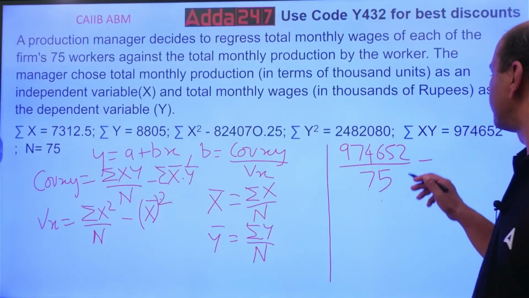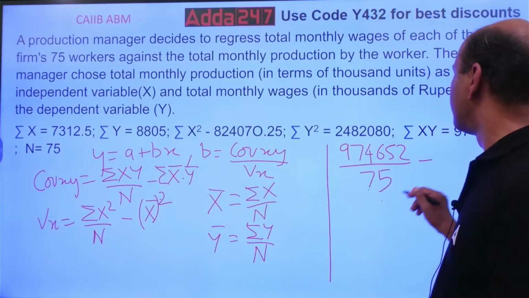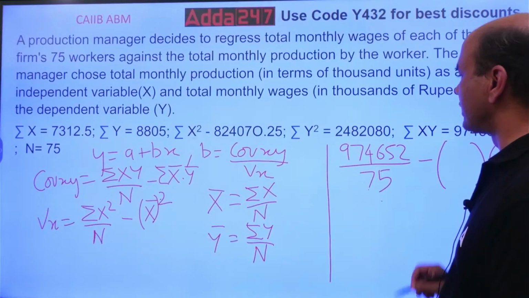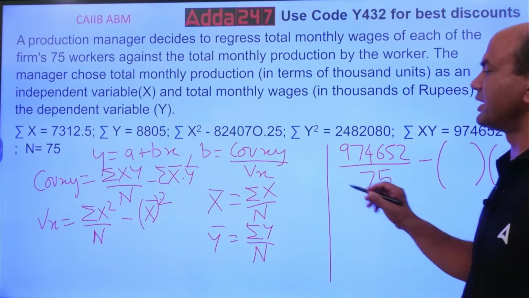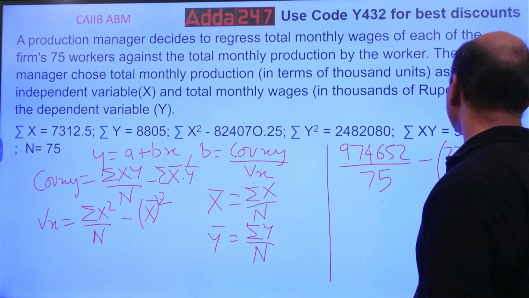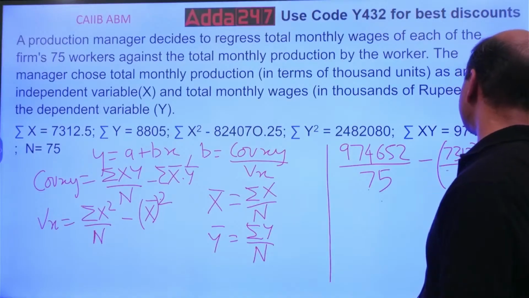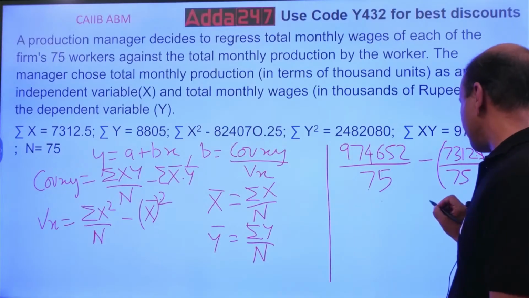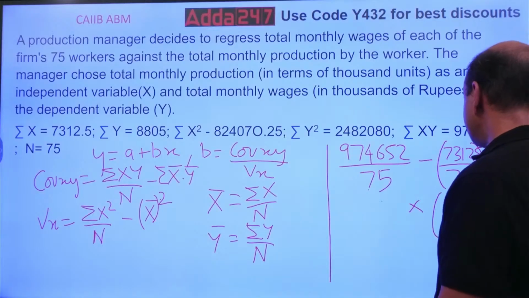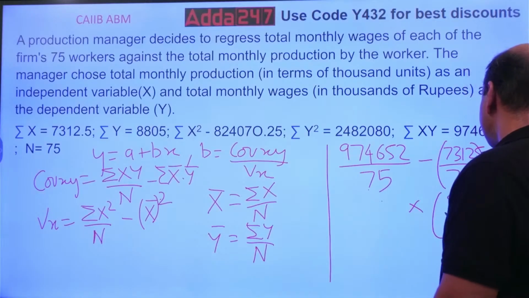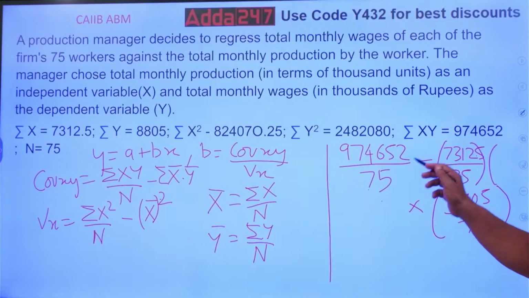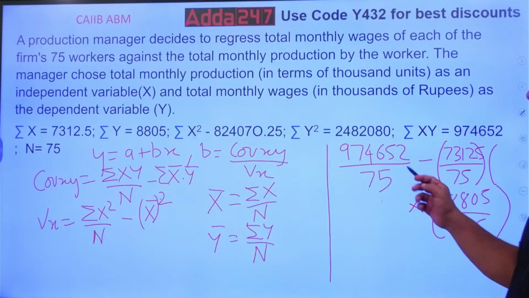So first find out this summation xy upon n minus x bar. What is x bar? See this, x bar is summation x upon n: 7312.5 upon 75, multiplied by summation y, 8805 upon 75. So solve this. Everyone, get me the answer for covariance of xy.